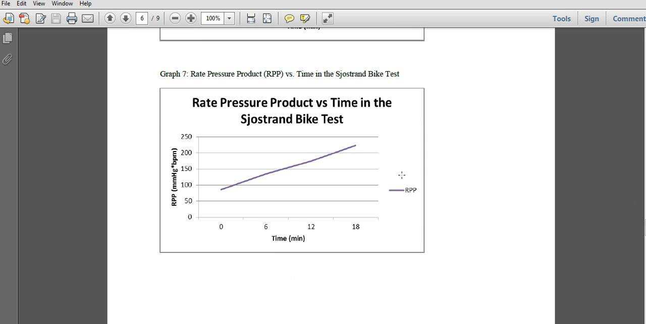Rate pressure product, again, that is going to be in the lab manual. And let's see, I don't see it off the bat here, but I know it's in there, so go ahead and open the lab manual and look at how to get rate pressure product. And again, we're looking at minute 0, 6, 12, and 18. Plot those points and connect the dots. If they don't have the explanation statistics below the graphs, that means they're not required, okay?